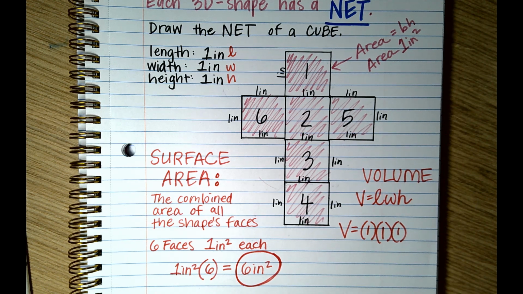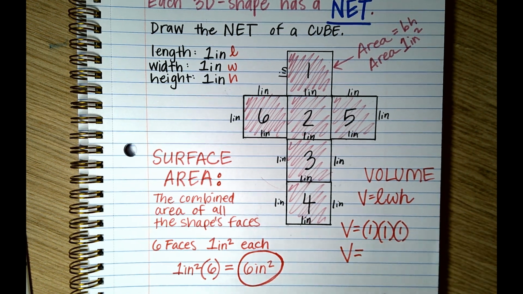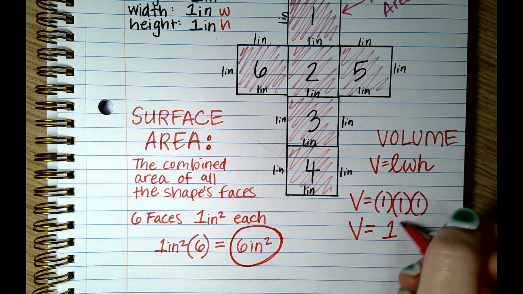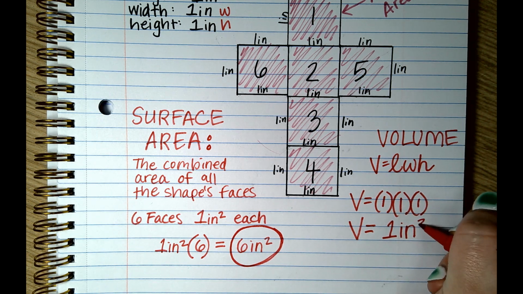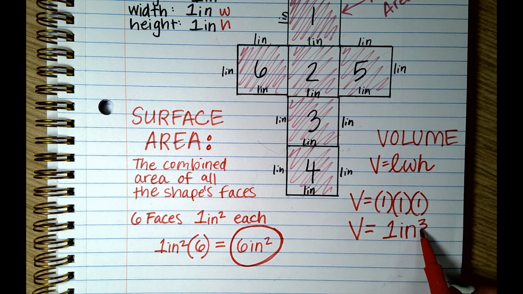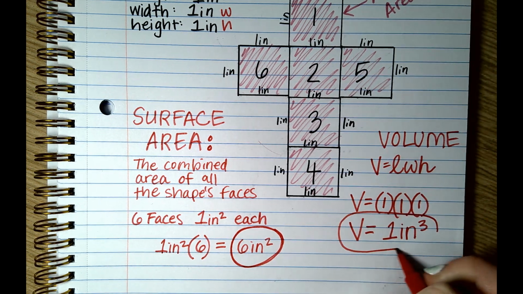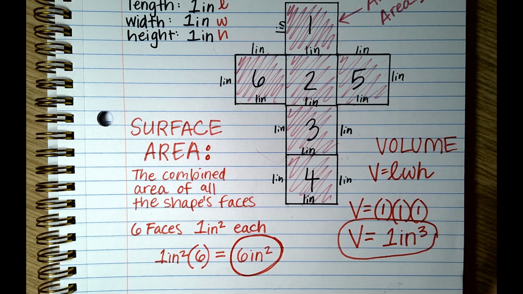What's 1 times 1 times 1? 1. Not the best example because 1 doesn't mean a whole lot. But in terms of units, since we did 3 dimensions here, we have 1 inch to the 3rd power, 1 inch cubed. That's the difference. Volume has 3 dimensions. Area has 2.